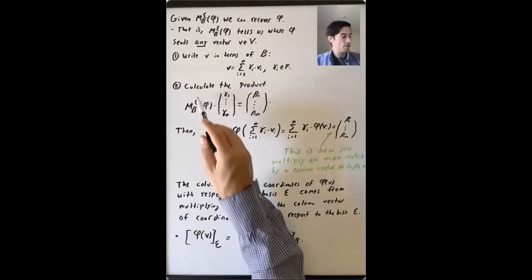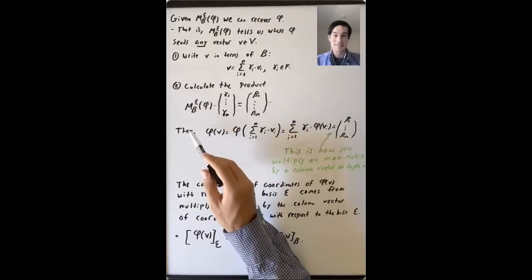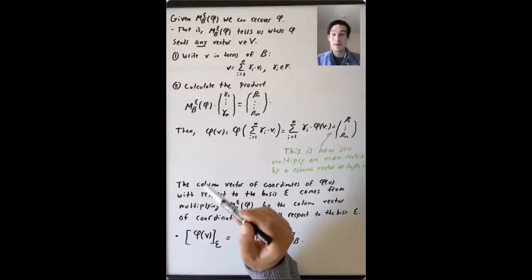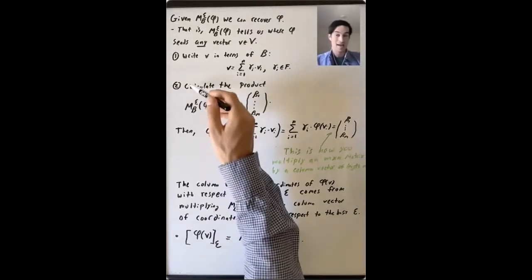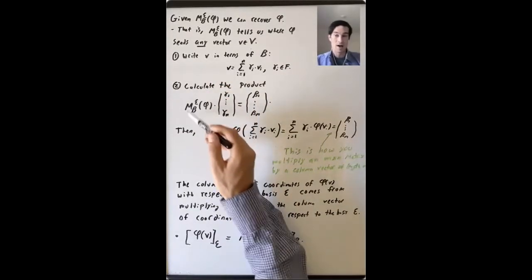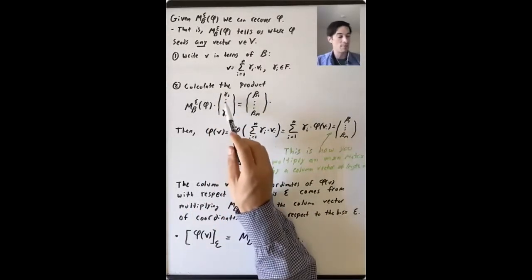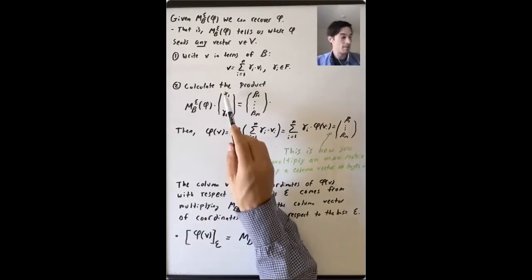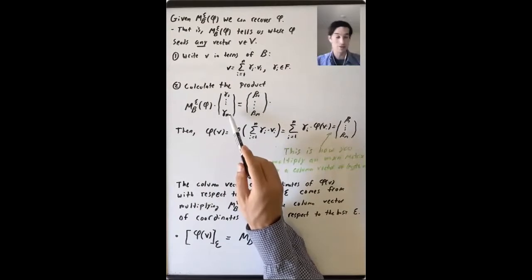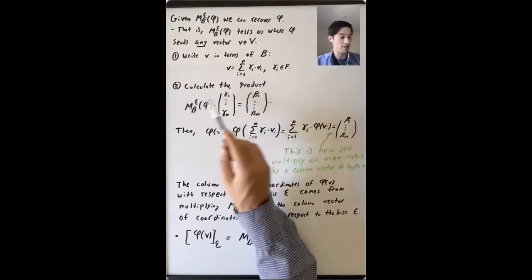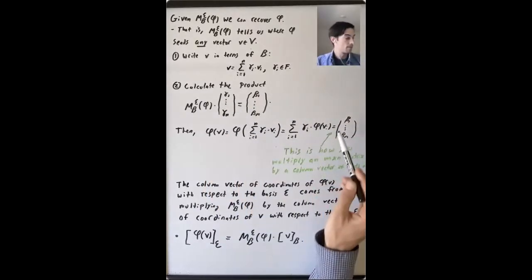Well, each phi of vi is expressed as a linear combination of elements of the basis E as the ith column of this matrix, MBE phi. And how do you multiply an m by n matrix by a column vector with n entries? Well, you just take gamma 1 times the first column plus gamma 2 times the second column plus gamma 3 times the third column, and so on.